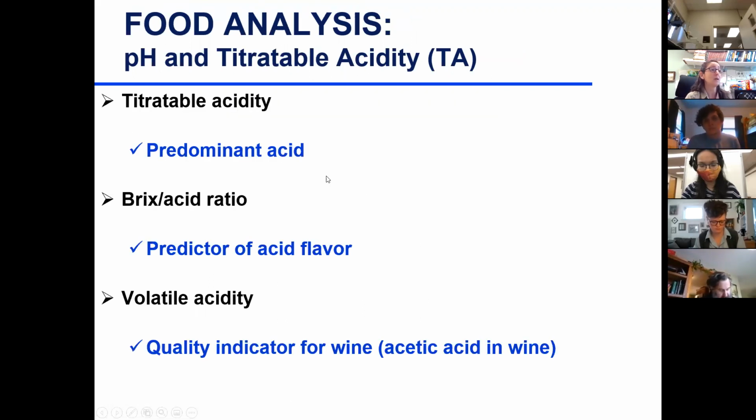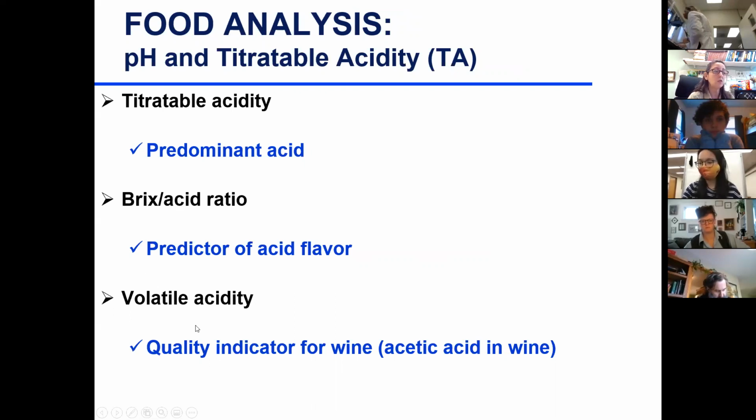Lastly, titratable acidity, again, you measure it using the predominant acid. Sometimes you can have multiple acids, but you use the molecular weight of the predominant acid in that sample instead of multiple. And often we use the Brix to acid ratio to predict flavor because sugar impacts the sourness. Brix is a measurement of the soluble sugars, and that ratio is a better predictor of acid flavor.